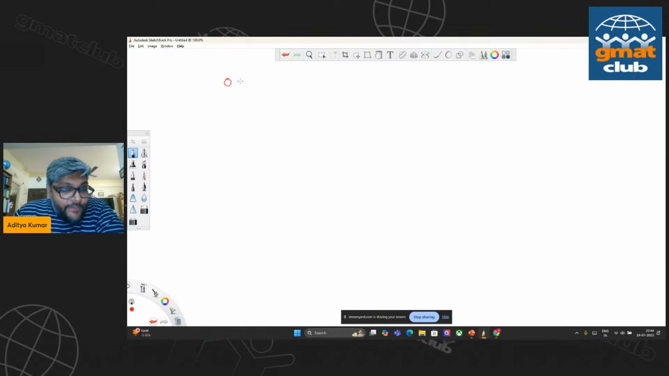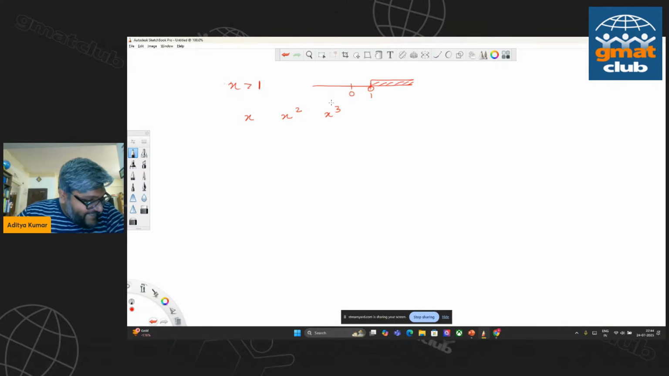So let's consider values of x greater than 1. I'm asking you to consider all values of x from 1 onwards to infinity, non-inclusive of 1. So my question to you is, if I consider all values from 1 onwards to infinity, if I take that value x, I square it, I cube it, out of these three, x, x square, x cube, which would be the greatest and which would be the least? So if I give you x is greater than 1, and I take that value x, I square it and I cube it, out of these three quantities, which would be the greatest and which would be the least?